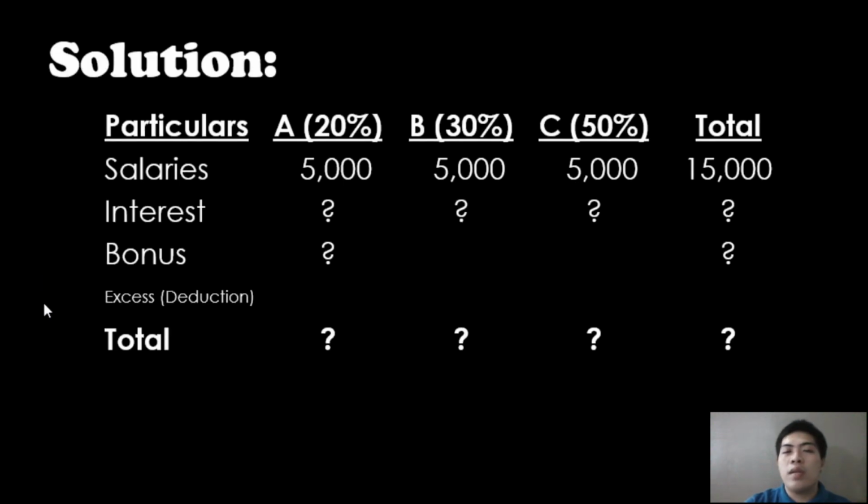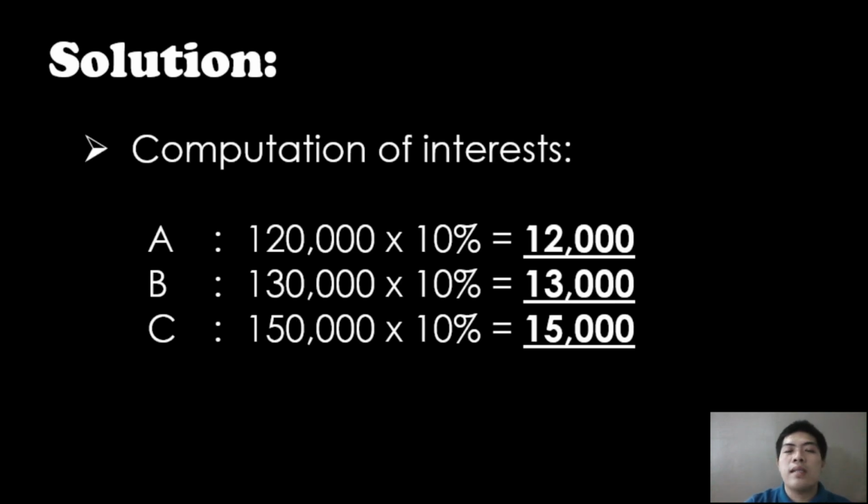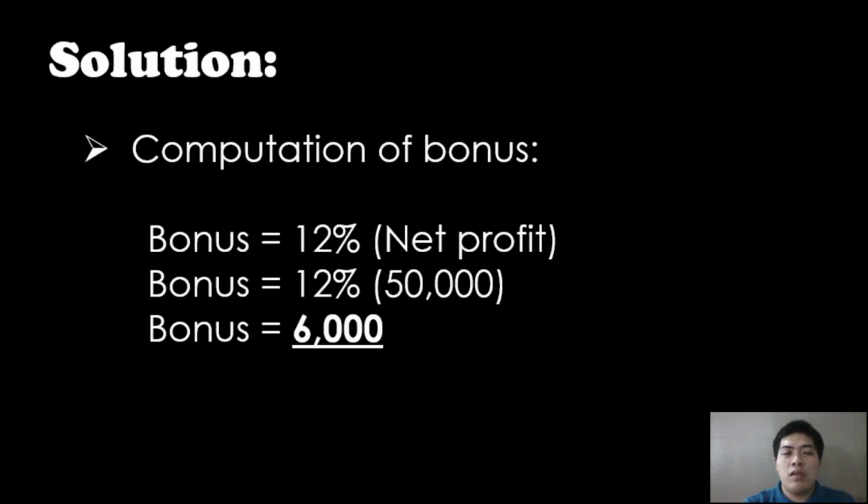So yung ating presentation ganyan, okay, i-present na lang natin yung salaries kasi siya yung mas apparent. So 15,000 yung total niyan. We have to compute for the interest, bonuses, then next dito sa excess. Then yung total ng kanilang distributions. So, start tayo sa interest, 10% ng kanilang capital balances. We have 12,000 kay A, 13,000 kay B, and 15,000 kay C.